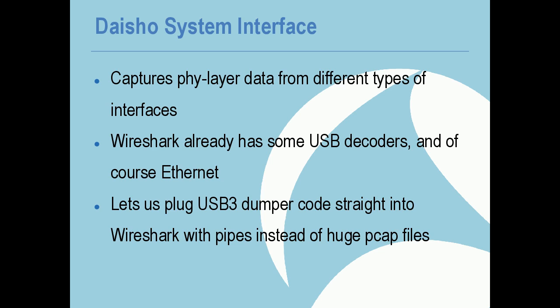There's already some USB decoders in Wireshark. There's, of course, the Ethernet decoders are already done. I have no idea how we might present HDMI to Wireshark at the moment or why, but this will let us plug USB 3 dumper code straight into Wireshark with pipes. So instead of generating a 2 or 8 or 10 gig PCAP file and trying to load it, we'll be able to at least look at it somewhat live.